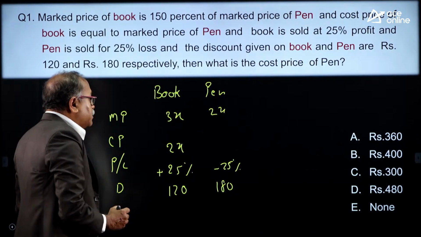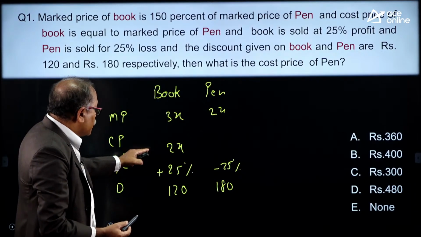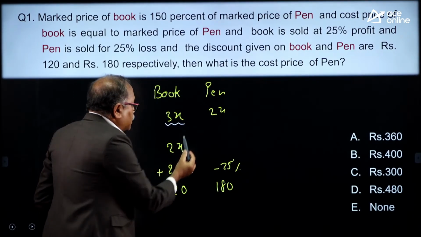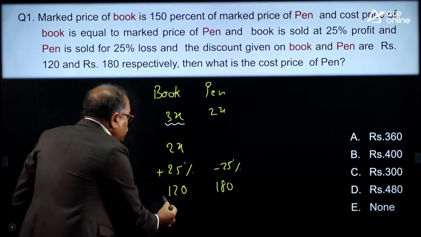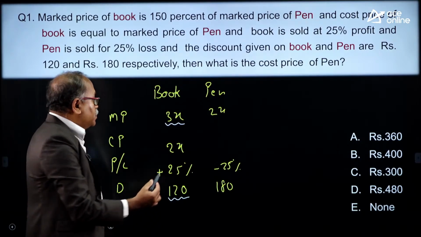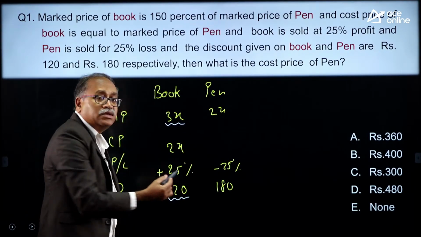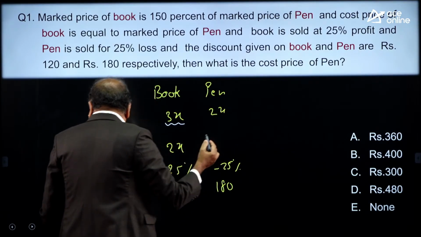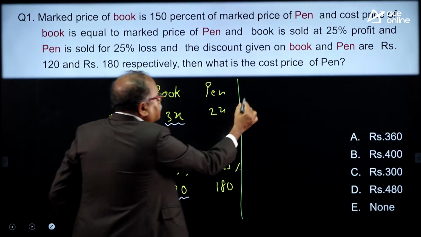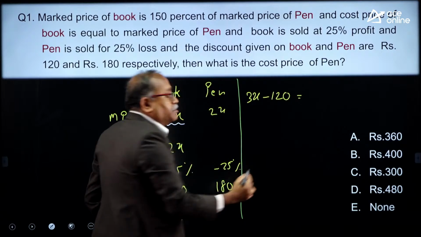Should I give some clue to you? Look at this one. This 3x is the mark price. From the mark price, if I take out the discount, I will be getting the selling price. So, what is the selling price? The selling price is 3x minus 120. So, one side I am getting 3x minus 120, this is what the selling price is.